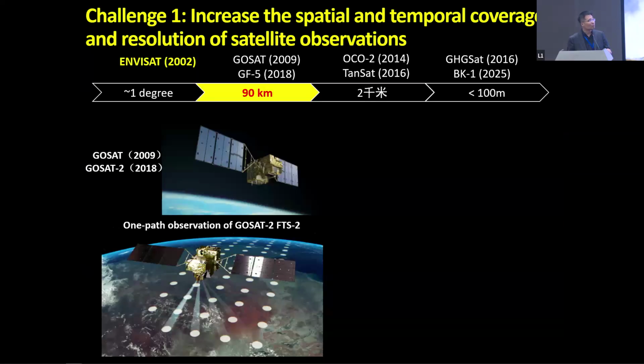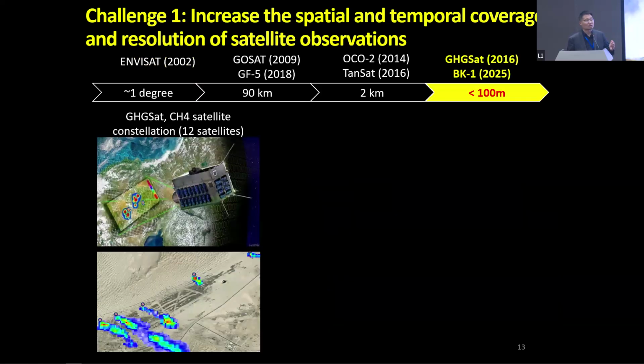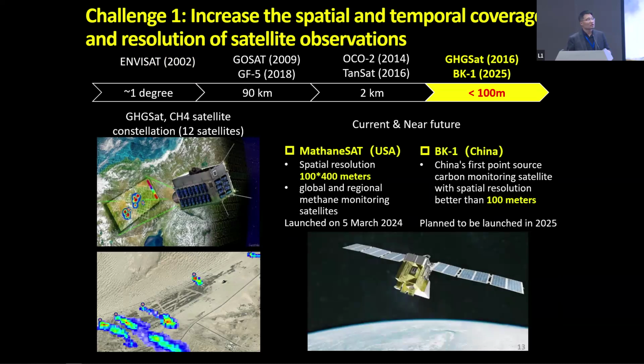There are some examples. In these slides, we show the very quick evolution of satellite spatial resolution. For example, from 90 kilometers to 2 kilometers in only 5 years. And after only 2 years, this improved to less than 100 meters. So technique advanced very quickly, and in America, Canada, and in China, countries are pushing ahead using these advanced techniques from space to monitor carbon emission.